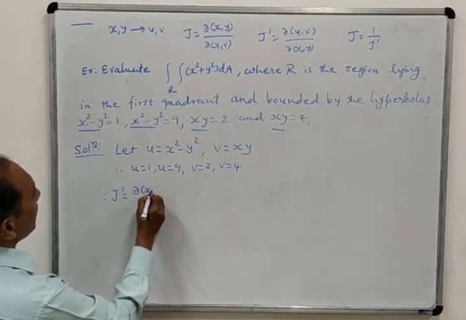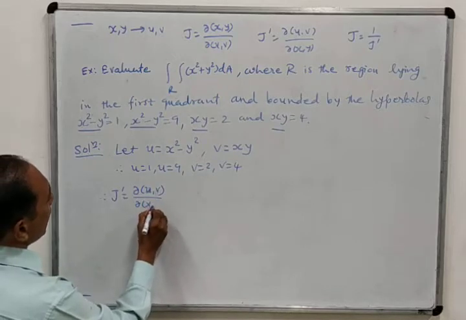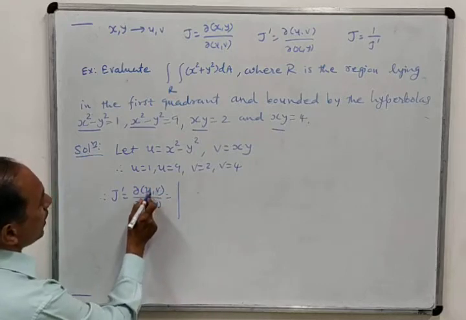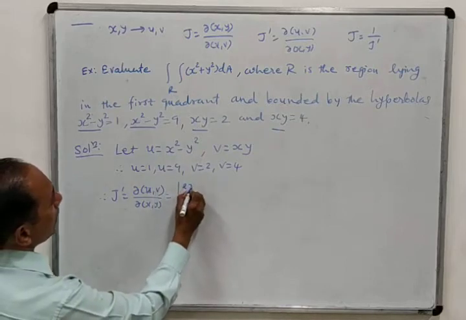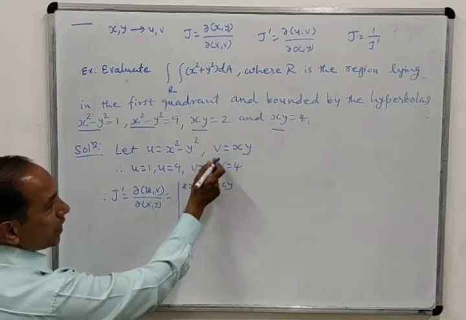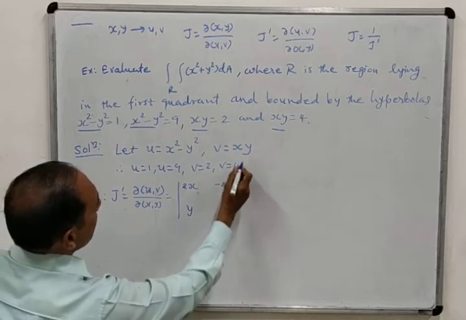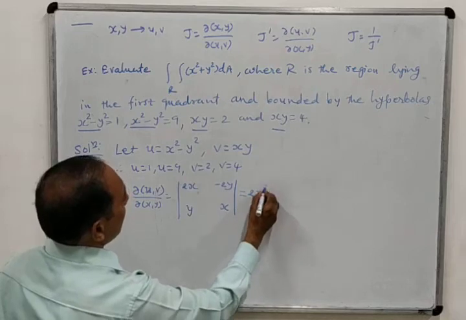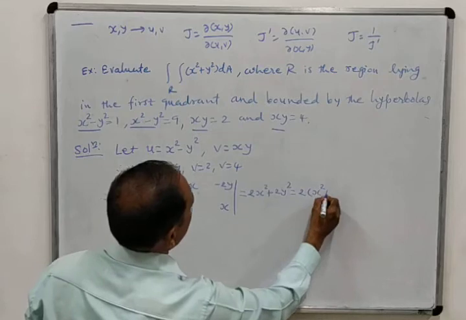J dash means del(u,v) by del(x,y), and this is what? The derivative of u with respect to x and the derivative of u with respect to y in the first row. With respect to x the derivative is 2x, and with respect to y it is minus 2y. Similarly, the derivative of v with respect to x is y, and with respect to y is x. So this gives us 2x square plus 2y square. That means 2 into (x square plus y square).